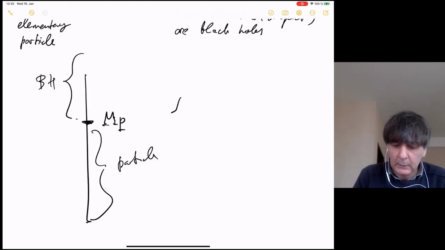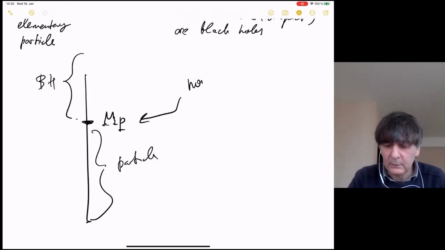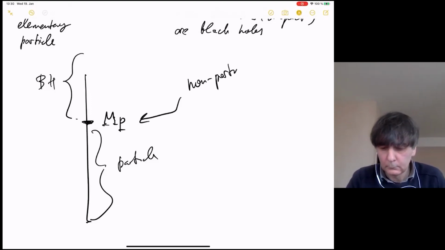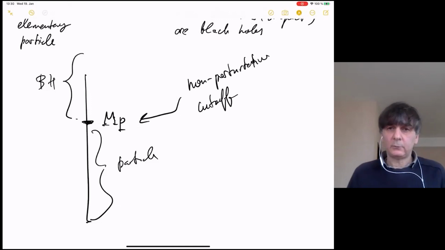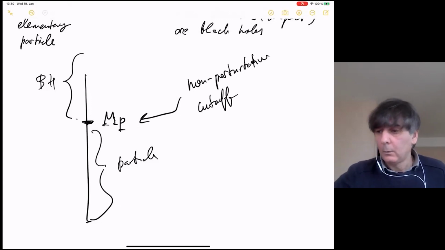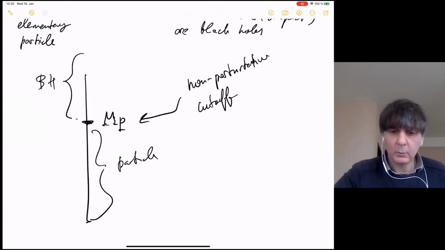So the non-perturbative cutoff is provided by the Planck mass. Okay, any questions about what I said so far?